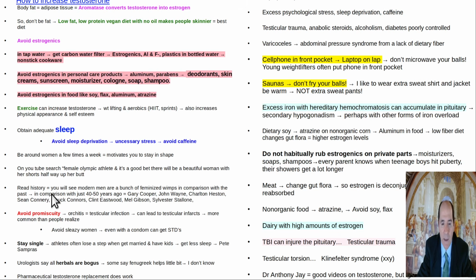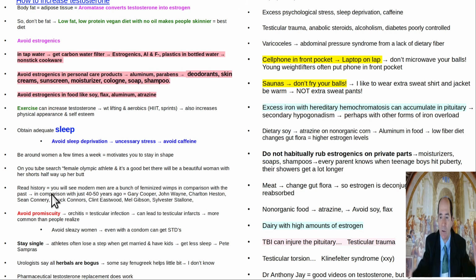read about history. And what you'll see is that modern men are a bunch of feminized wimps in comparison with men of the past. You won't even believe it if you actually know a little history. Men are so much more aggressive historically than they are nowadays. And that's because of the fluoride and the aluminum in the water and all the estrogenic chemicals that are intentionally left in the water to dumb them down, to weaken them and to feminize them, to prepare them for collapse and slavery.